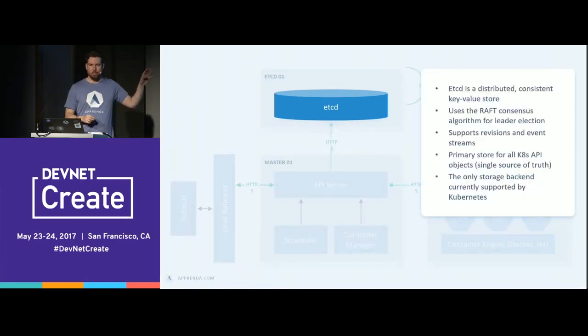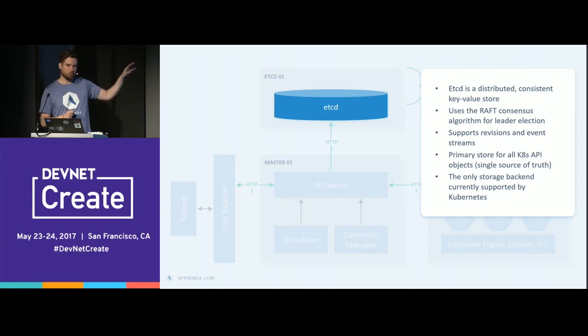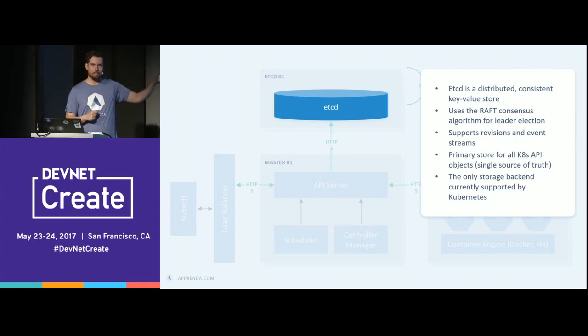So the etcd node, as I said before, is the single source of truth for Kubernetes. How many of you have ever used something like Zookeeper before? So very similar to Zookeeper. It just uses a different algorithm called the Raft algorithm. If you're interested in how the Raft algorithm works, you can look it up online. There's a really good site. But this is actually the brains of Kubernetes, or the memory of Kubernetes.